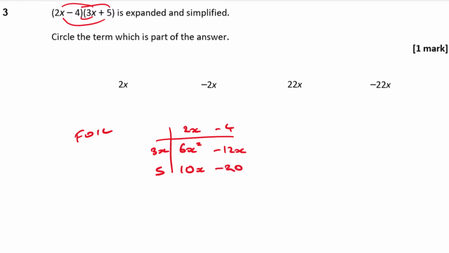So that gives me 4 terms altogether. You'll notice that two terms are alike though, aren't they? These two here. So collecting like terms together, I end up with three terms. It's going to be 6x squared. 10x take away 12x is minus 2x, and then I've got minus 20 on the end. They're my three terms. So are any of those in that list there? Yes, this one here is, so it's minus 2x.